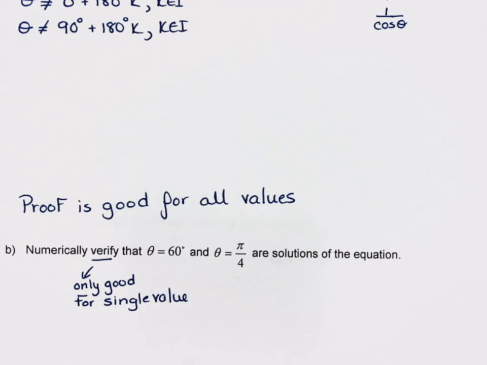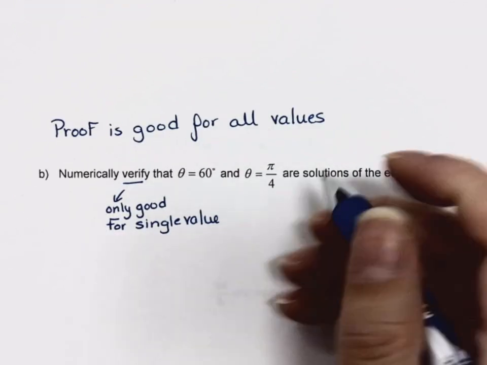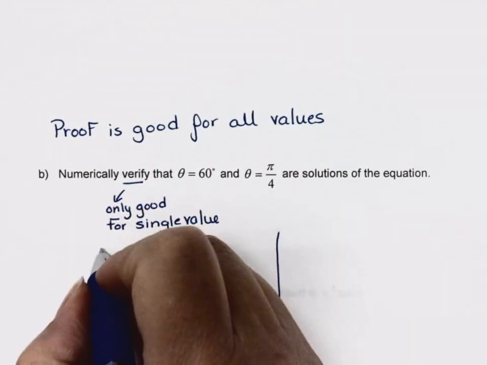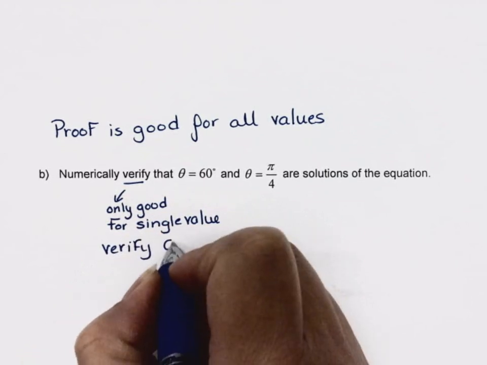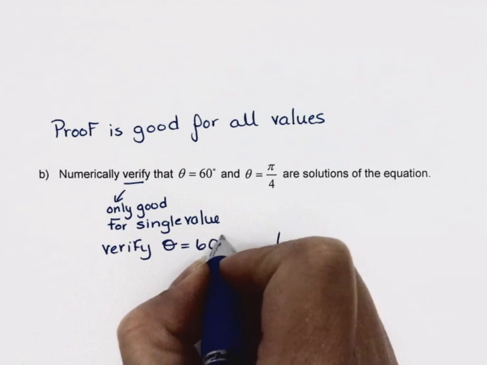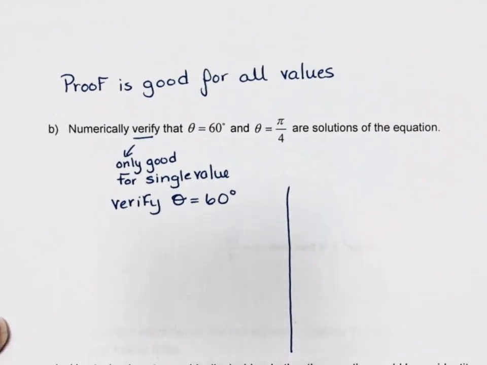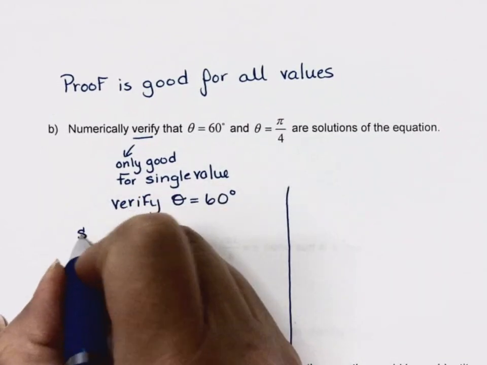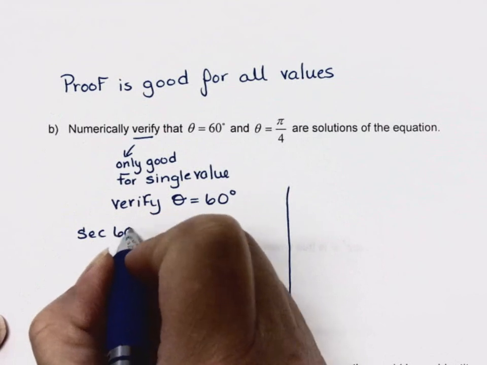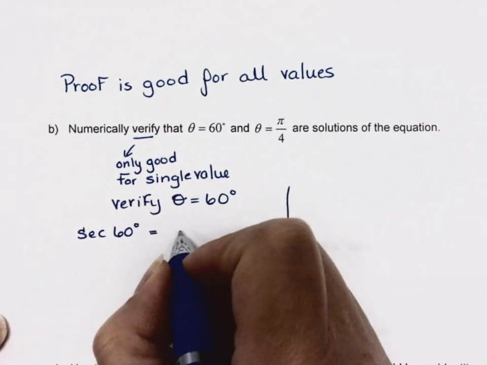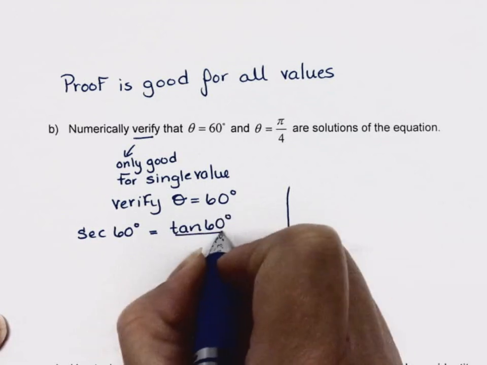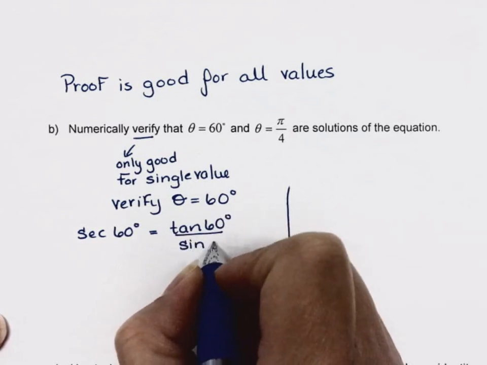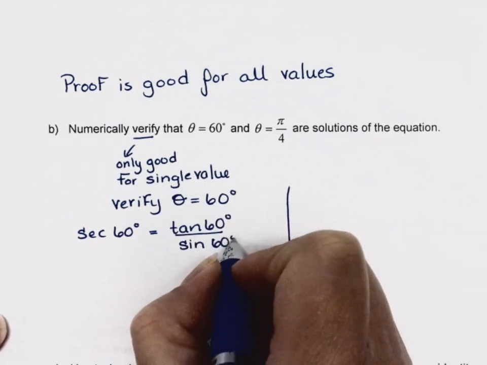Okay, so let's dive into this. We got 2 to do. We're going to do a verify. So we are verifying at 60 degrees. So we're going to use that equation from before. So it is secant of 60 degrees is equal to tan of 60 divided by sine of 60 degrees.